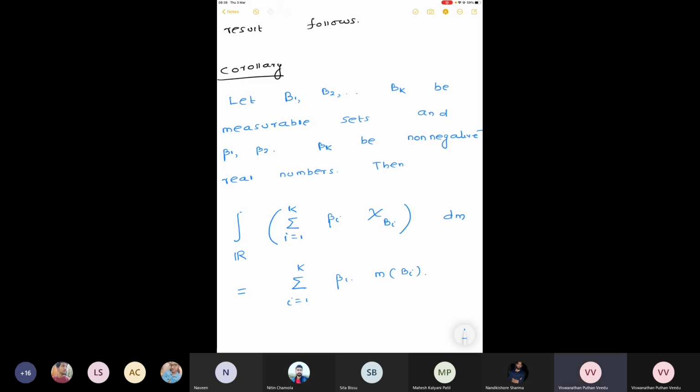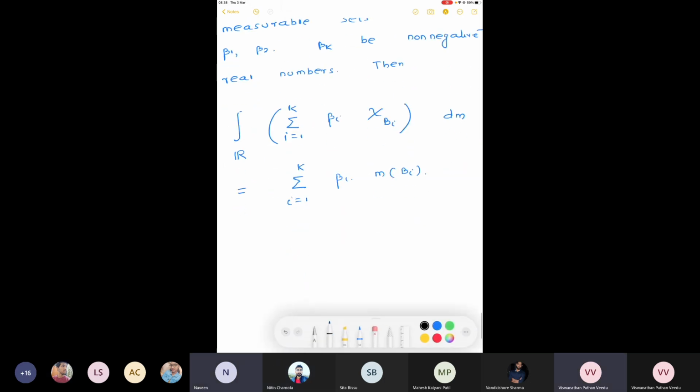But still, its integral can be easily written. It will be equal to the values taken, beta i, multiplied with the measure of each set. So first we defined the integral of a non-negative simple function when it is in canonical form. Then we slightly improved. We don't want canonical form, only that the sets involved are disjoint. Now we are saying even disjointness is not needed. Are you with me?